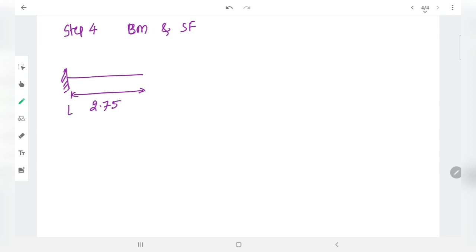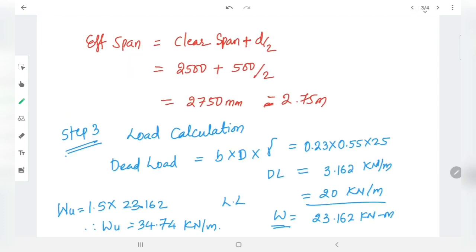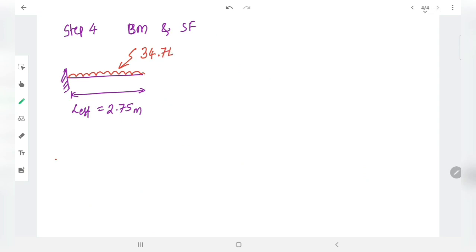The next step is step 4, that is bending moment and shear force. Before calculating bending moment and shear force, as it is a cantilever beam, I'll be drawing this one. The effective span of the beam is 2.75, that is L effective. Here the cantilever beam carries a UDL of WU, WU is equal to 34.74.